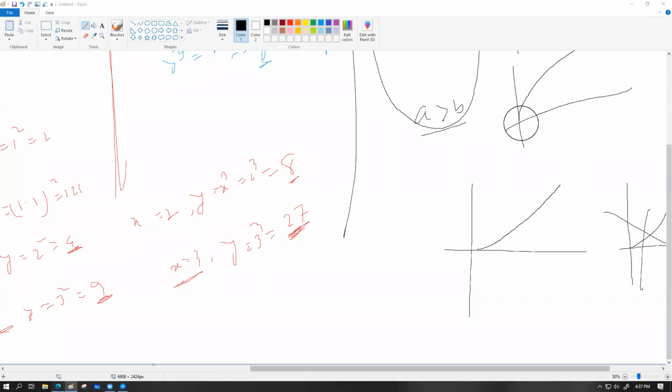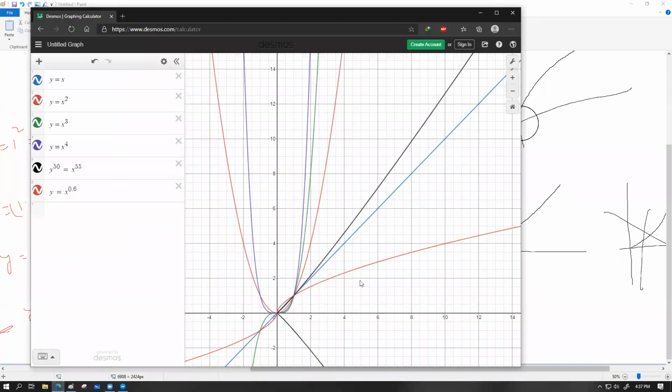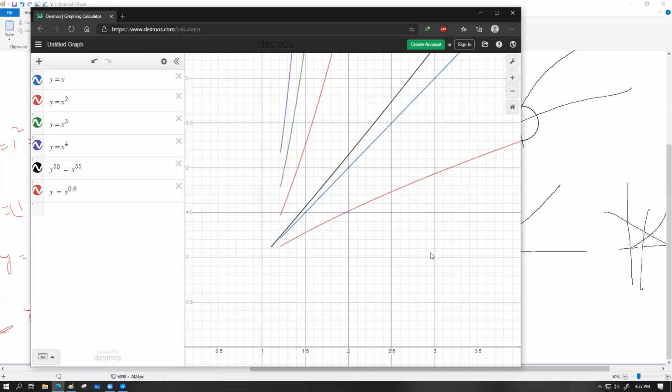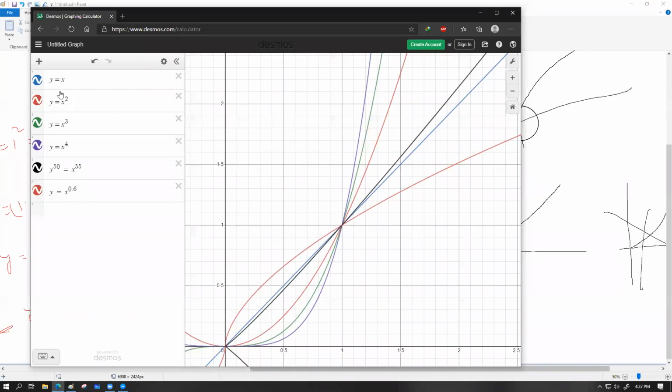X equals 1 region. Something about the graph. For equations like this, there is no multiplier or coefficient in front of this part. I didn't write y equals 2x, I only wrote y equals x. So no matter what power you give above the x, as long as the x value is 1, all of those results would be 1.